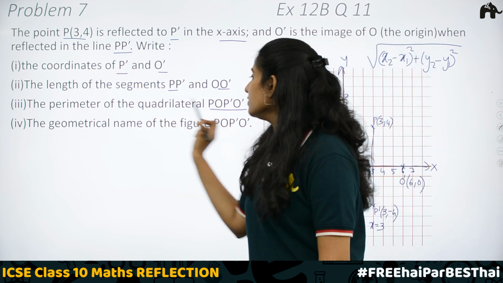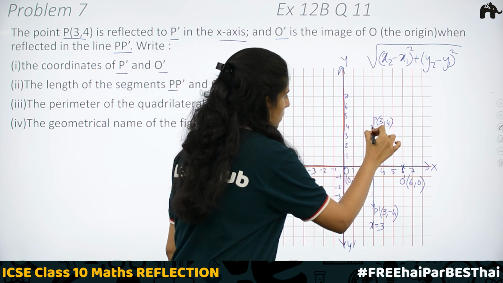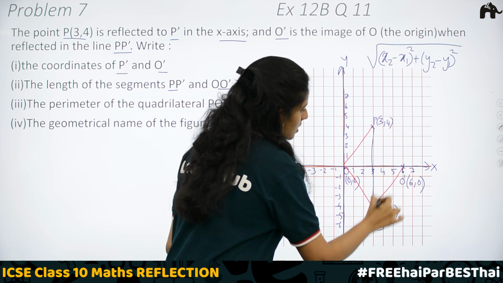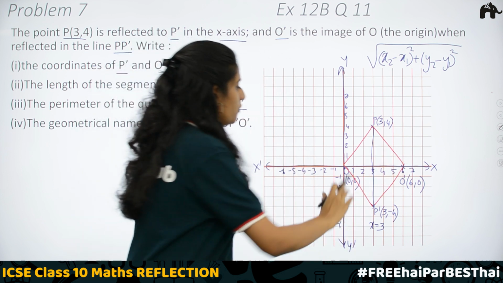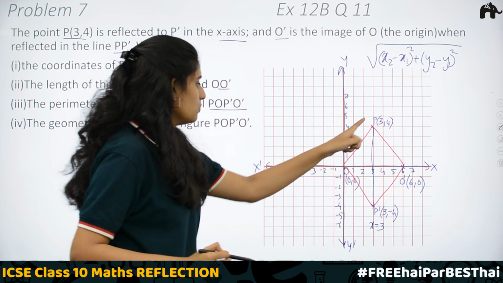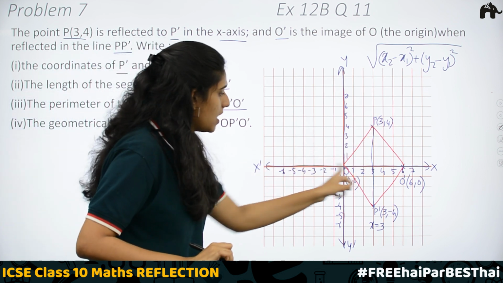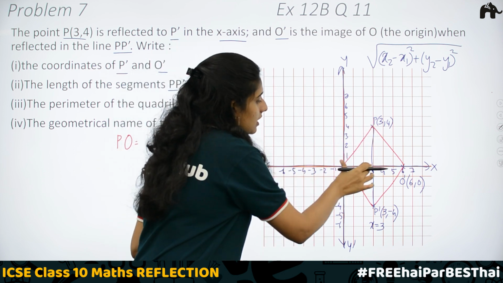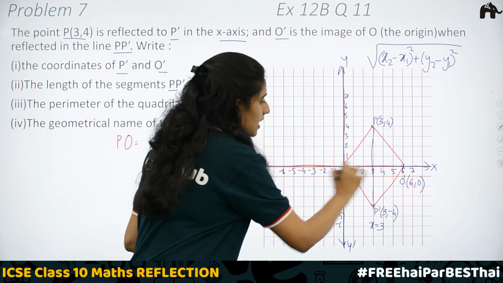Third part, the perimeter of the quadrilateral PO P'O'. Let us join the points P to O, O to P', P' to O', then O' to P. So this is the required quadrilateral. We need to find the perimeter. Perimeter means the total length of the sides. First, we'll find PO. How to get PO? When you consider this part, this is a triangle. This is a right angle triangle. When you know the base and height, we can find the hypotenuse. PO is the hypotenuse of this right angle triangle.